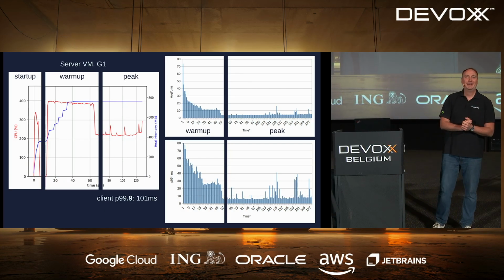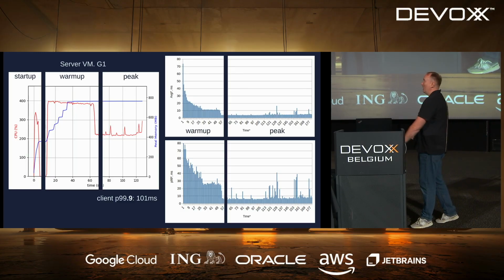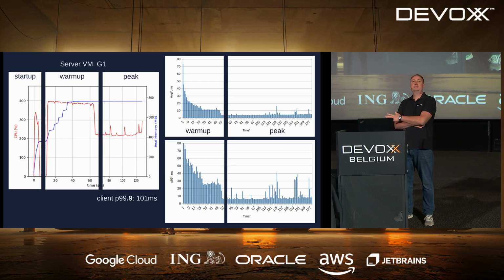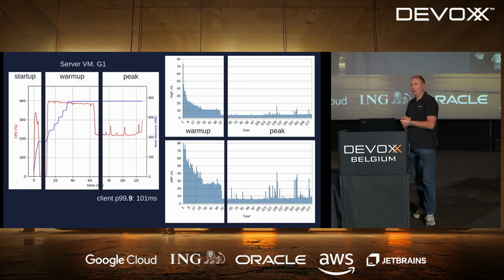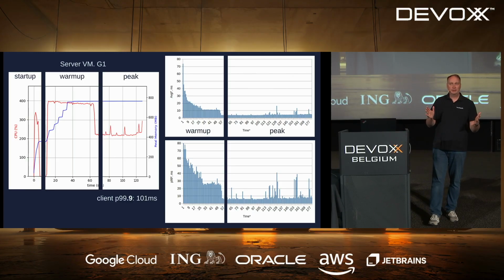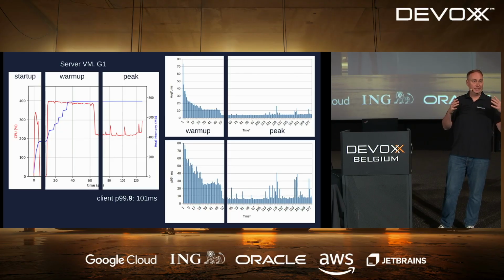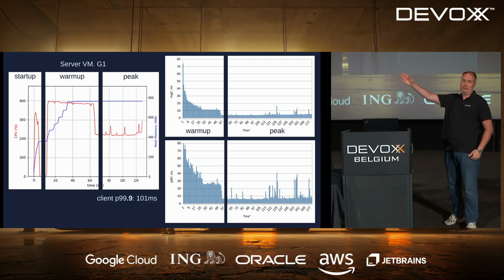So what happens here? We see how the application starts and begins to work. It's a fixed load, so we have the same amount of requests per second. At first, we have no load, of course, because we need to start our application and wait for it to be ready. So that's the very first part, called startup here.